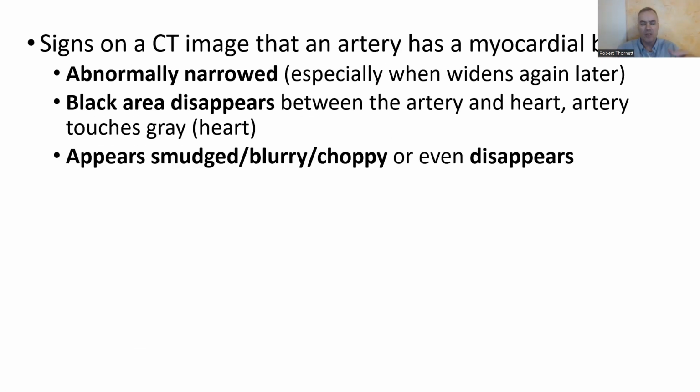So the general idea is that the myocardial bridges are all a little bit different. Each one's a little bit different than others. So it's some combination of these three things: the abnormal or sudden narrowing, the black area disappearing. You see that for sure. And then the smudginess, the blurriness, the choppiness, or the disappearance. Some combination of those together. If you see them all, it's a very good chance it's a myocardial bridge.